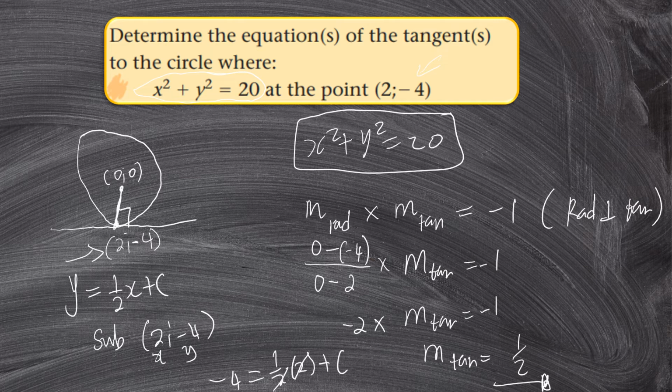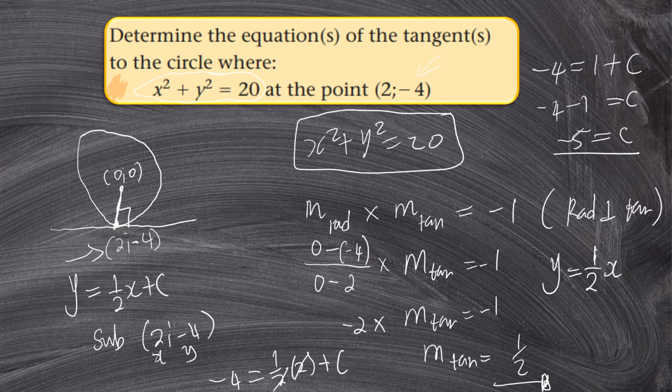2 cancels 2. Then we have -4 equals 1 plus c. Then c will be -4 minus 1, which will be -5. Then we can finally deduce that our equation of the tangent is y equals 1/2x minus 5. That's the equation for the tangent. So that's basically how you solve those questions, and hopefully you've now conceptualized this, and you will definitely nail it if they bring it on your exam.